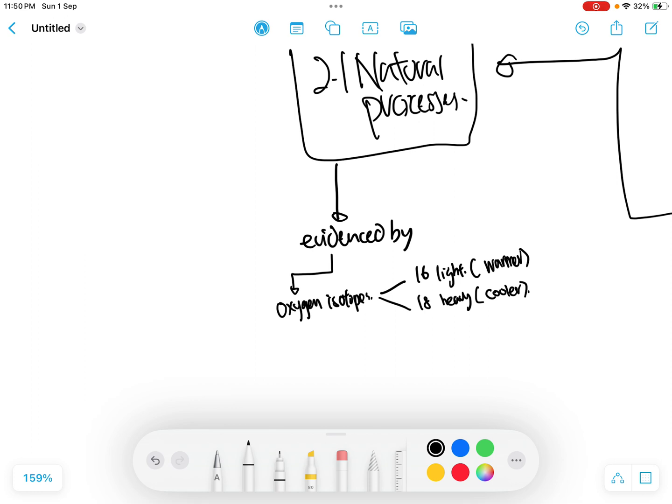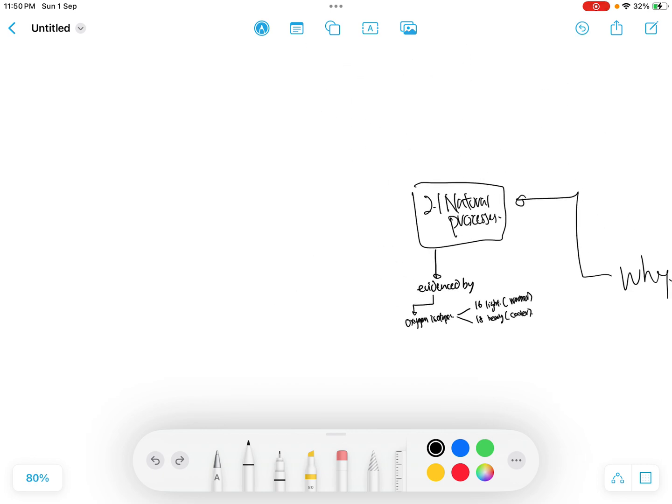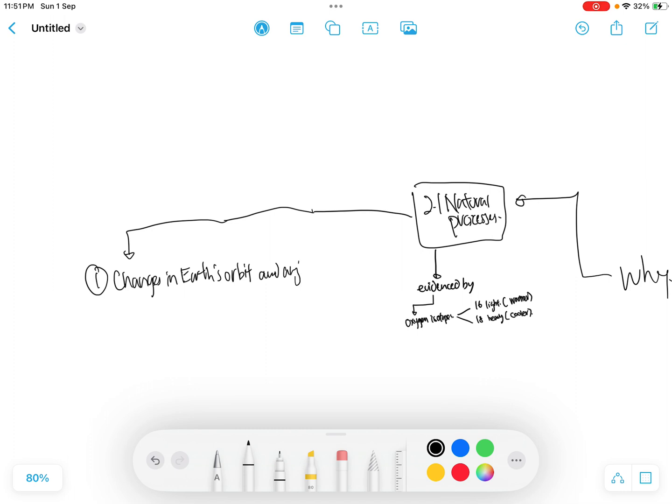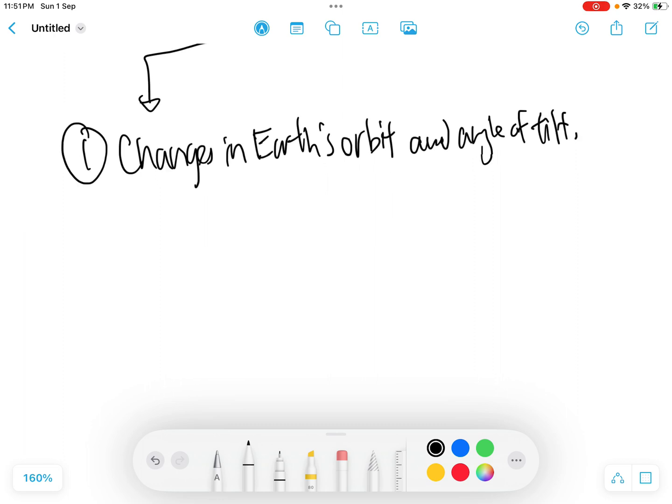So we're going to go straight into some of the natural causes, natural processes. We're going to look into the first factor, which is changes in Earth's orbit and angle of tilt. There are two parts to this: the Earth's orbit and the angle of tilt. There are cycles. Let us now talk about orbit.